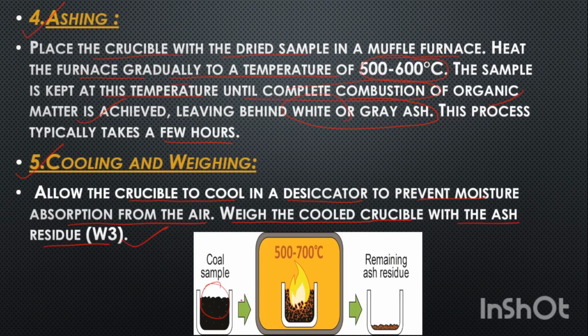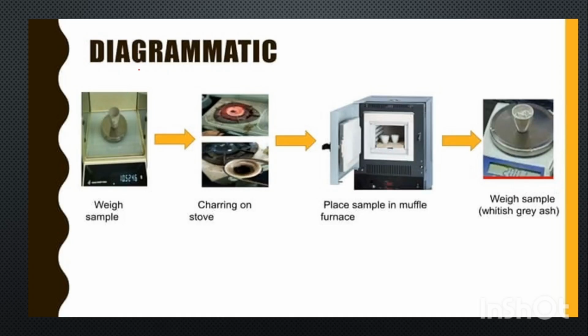This is a coal sample which is heated in the furnace at 500 to 700 degrees centigrade, and we can see the ash residue. This is the diagrammatic representation. We weigh the sample in the crucible. The crucible is placed on the stove for charring, and then it is placed in the muffle furnace for complete burning of the organic matter. We get the white grey ash that is weighed.